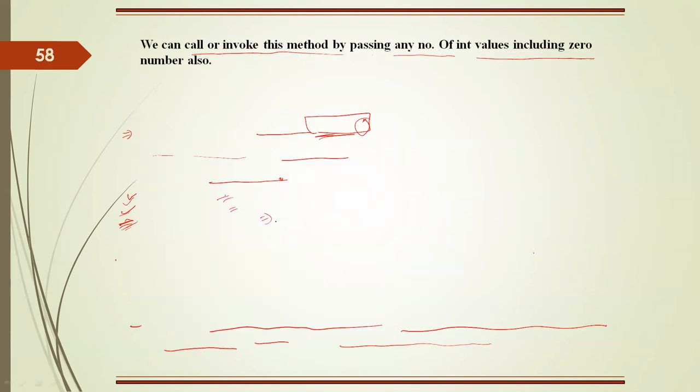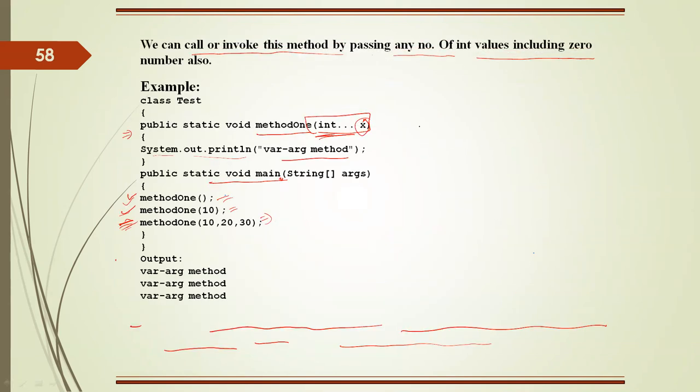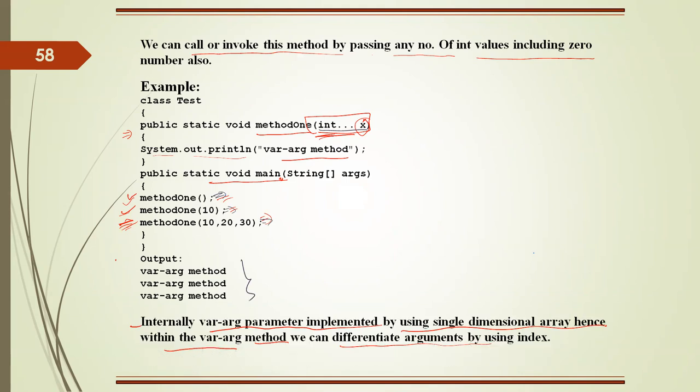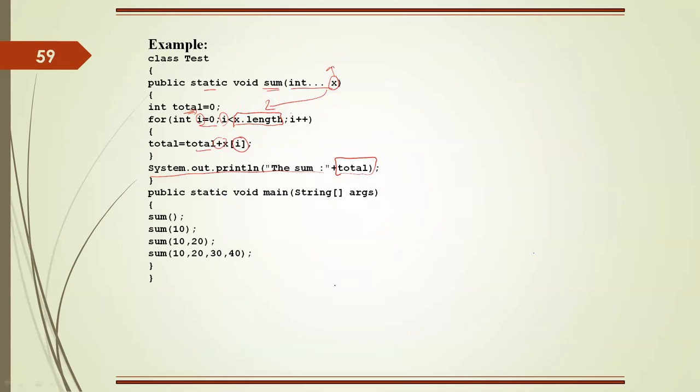Perfect. So we can invoke this by passing any number of int values, including zero also. We can pass zero, 10, or n number of values and execute that method. Internally, a varargs method is treated as a one-dimensional array. Perfect. So this is the example that I can explain.